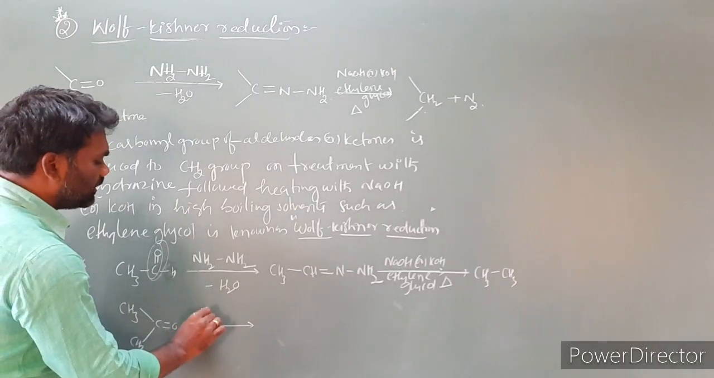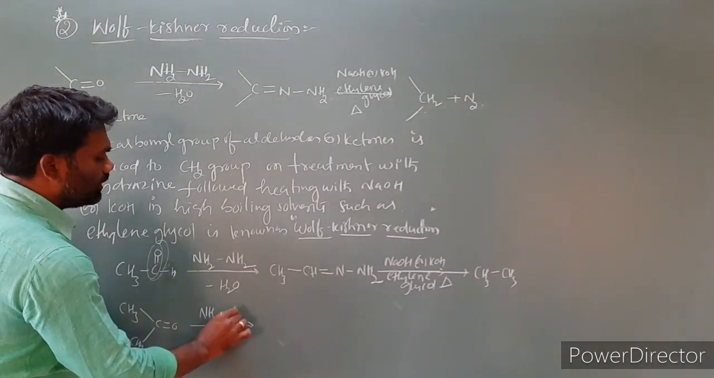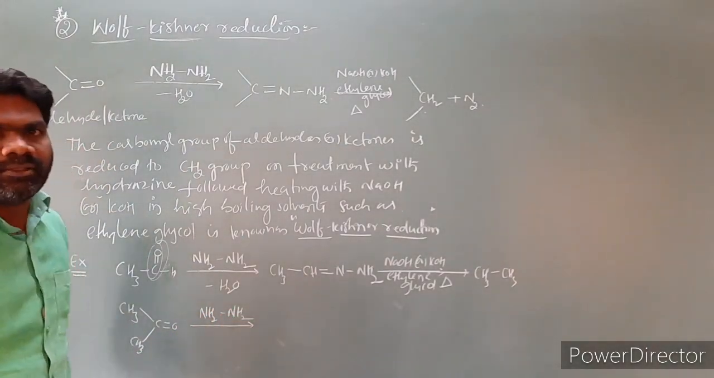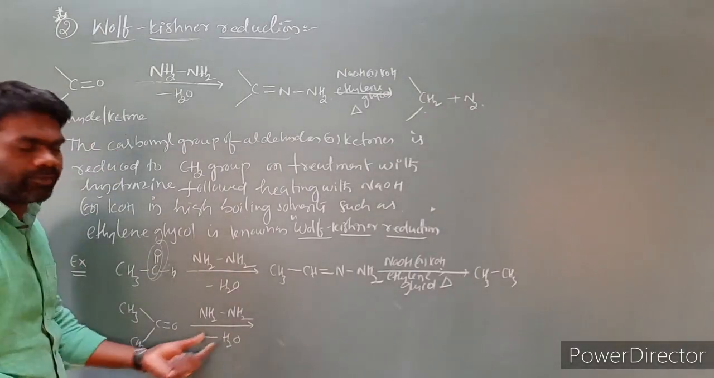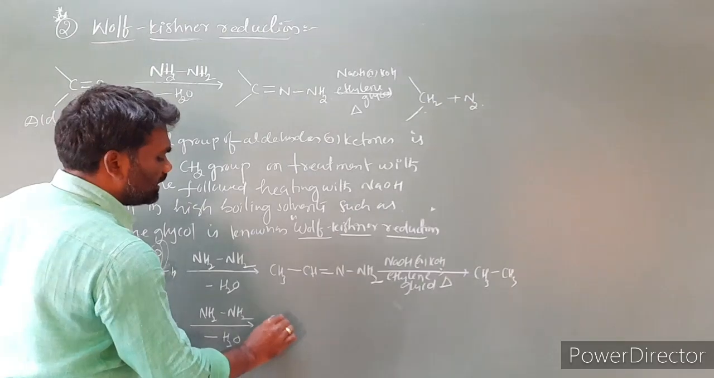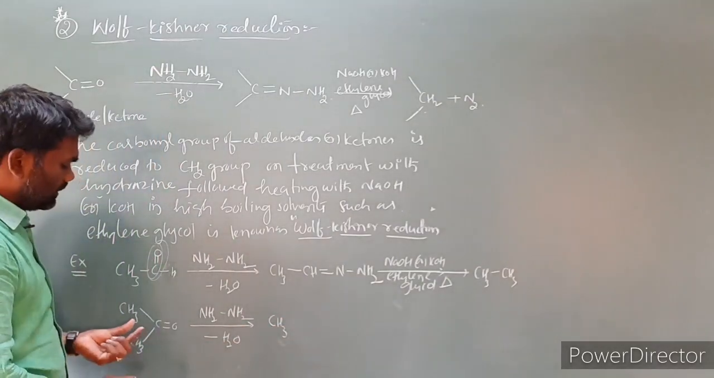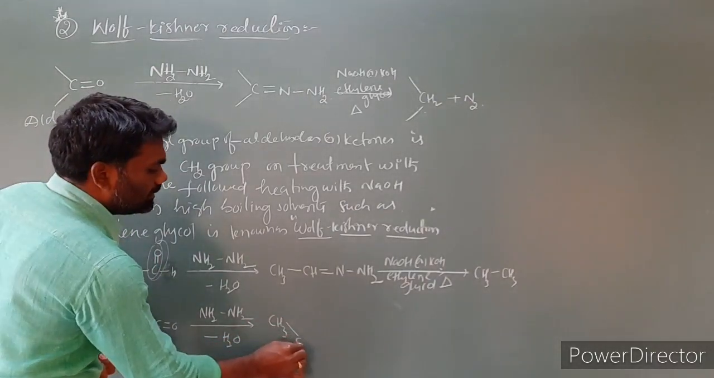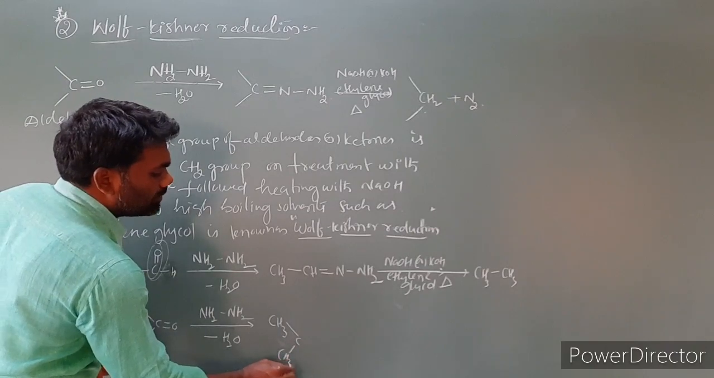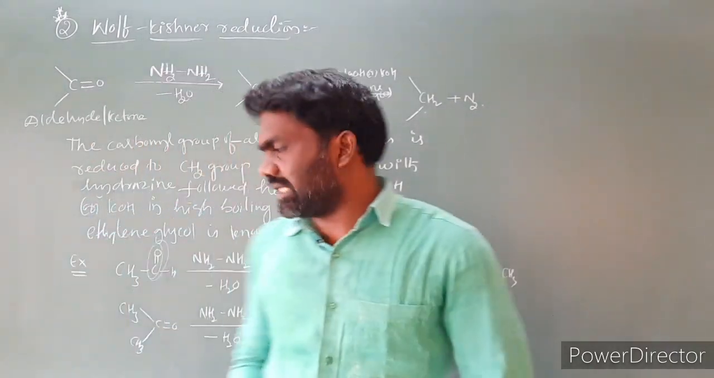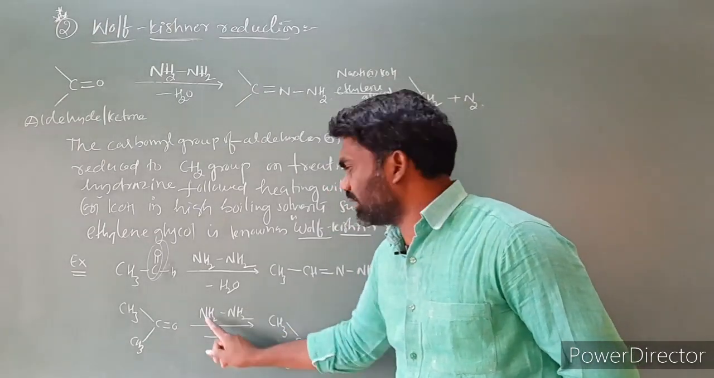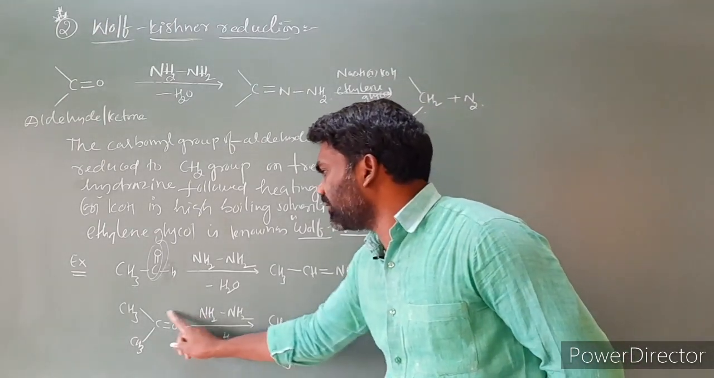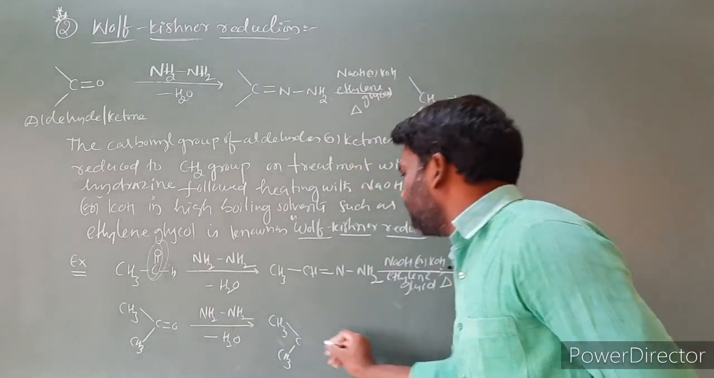This one I am treating with NH2-NH2, hydrazine. Then first I am removing water from it. The product we can expect is CH3, then here is another CH3, isn't it? CH3=CH3. This hydrogen and this oxygen leave in the form of water, H2O. This nitrogen we have to join to this carbon through a double bond.